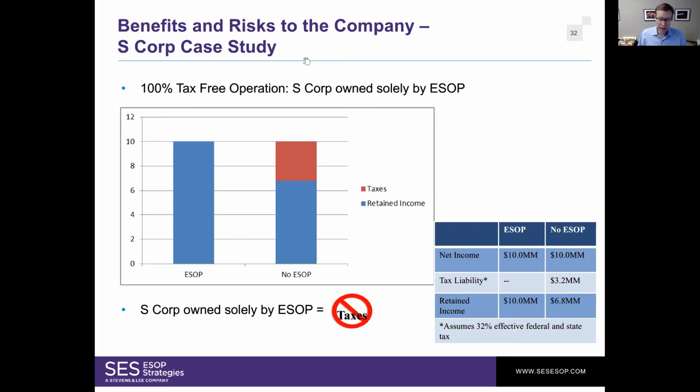And generally, it needs to be in an industry where it's not illegal to be owned by an ESOP, which is exceptionally rare. Law firms, for example, are one. Law firms have to be owned by lawyers in every state in the country right now. So a law firm cannot do an ESOP.